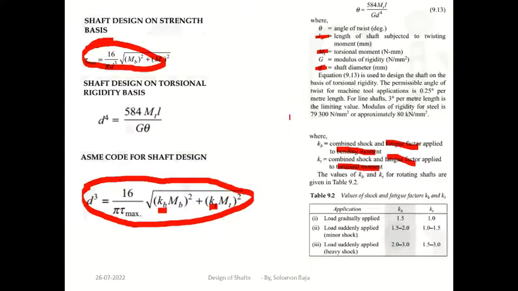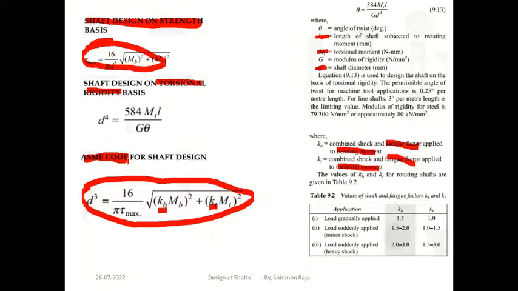So in the second module, the first portion is about design of shaft. We can do the design of shafts in three methods. Number one, based on the strength. Second one, based on the torsional rigidity. Third one, based on ASME code. So these are the three ways.